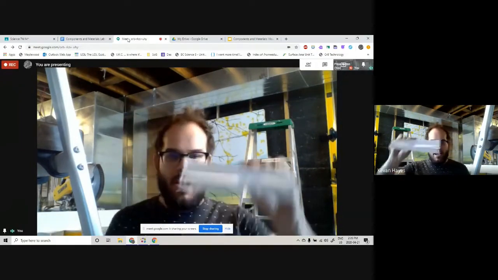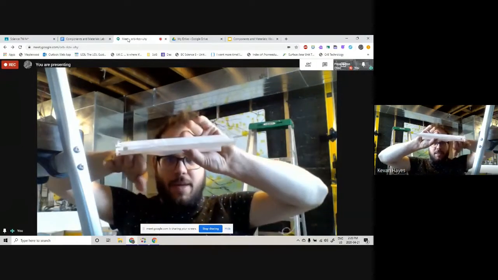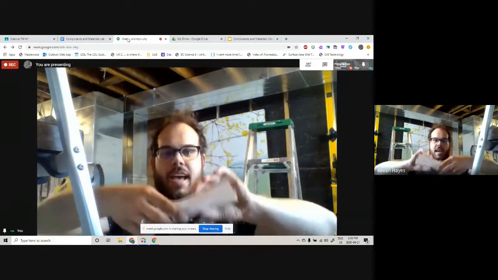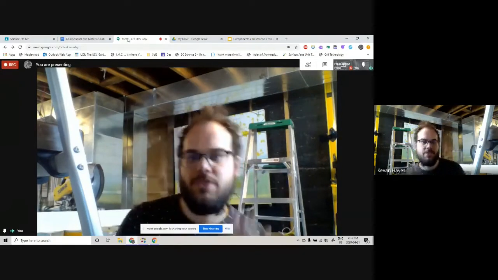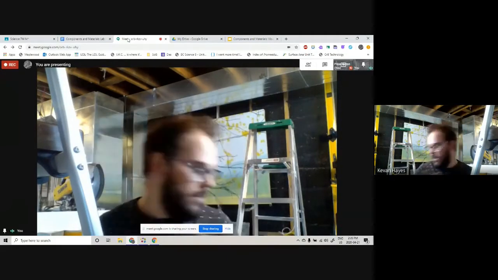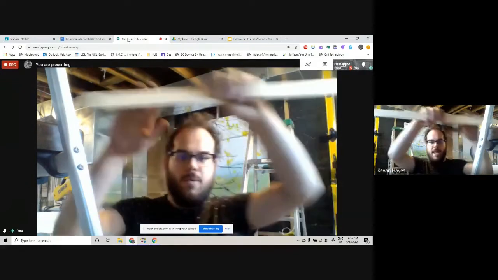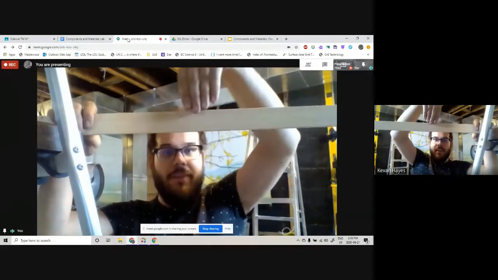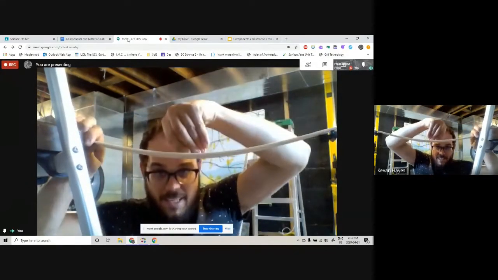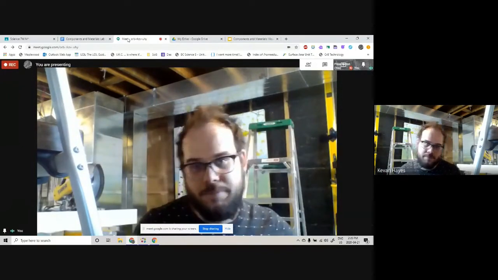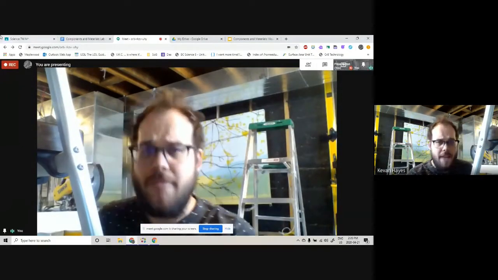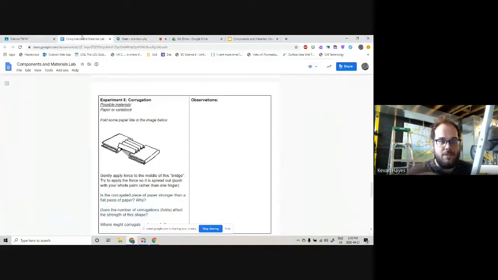So try building a piece of corrugation like this. Try balancing it on two books like a bridge, and see what amount of force it can hold. And then pay attention to when it fails, how it fails. Does it fail in a similar way to how a beam like this fails, where it kind of gets flattened and then bends? See if that happens to be the case. So those are 5 experiments. And as you do those 5 experiments, you're going to take some observations.